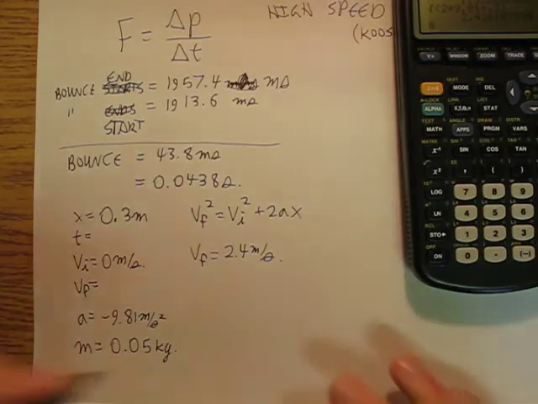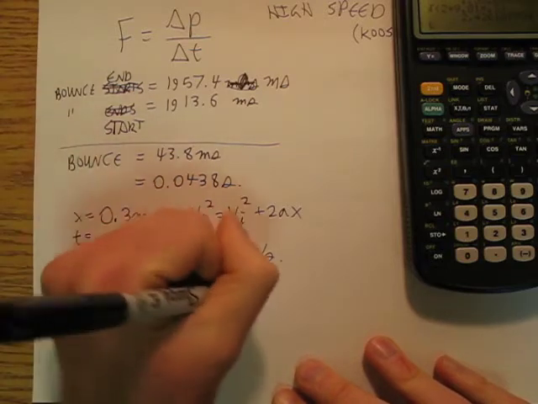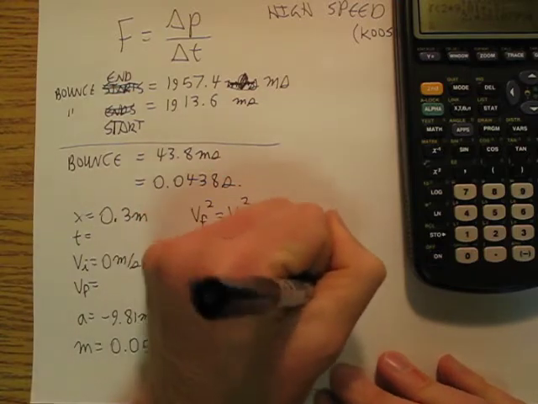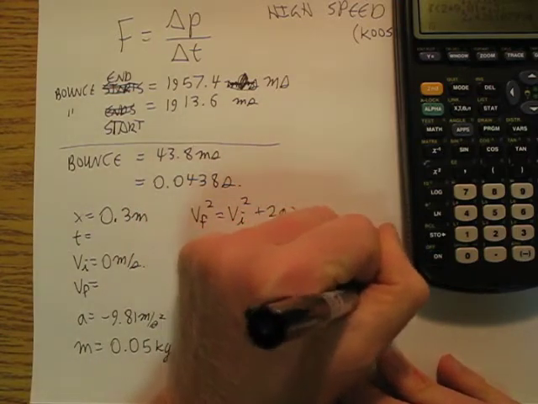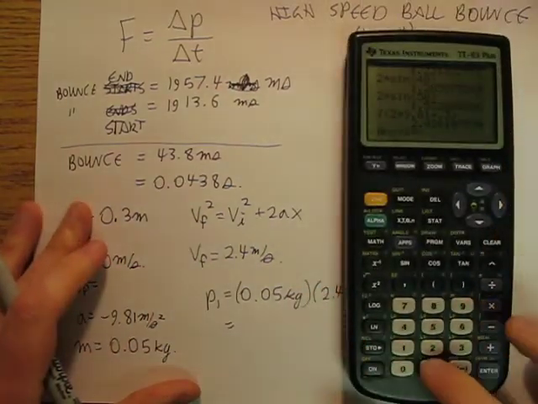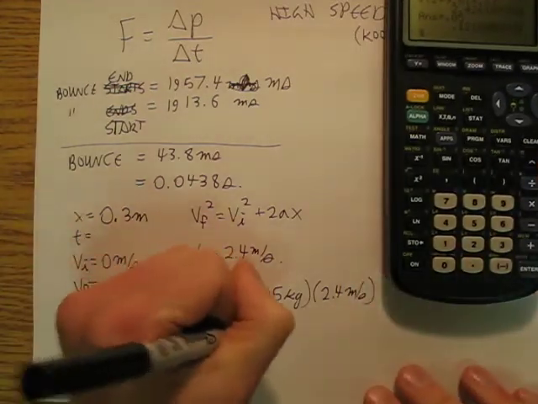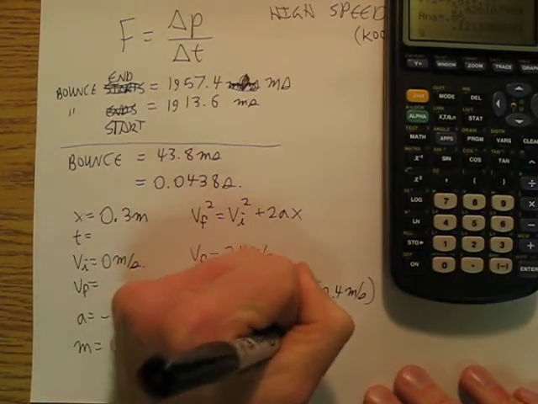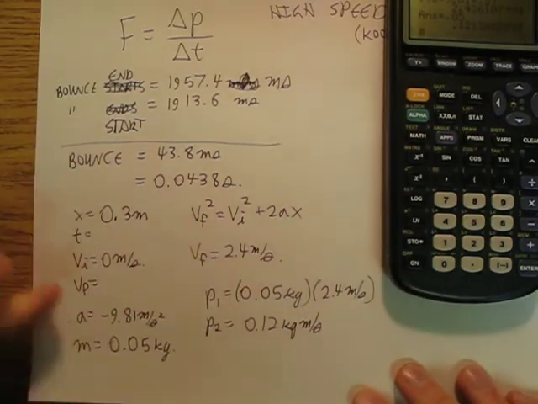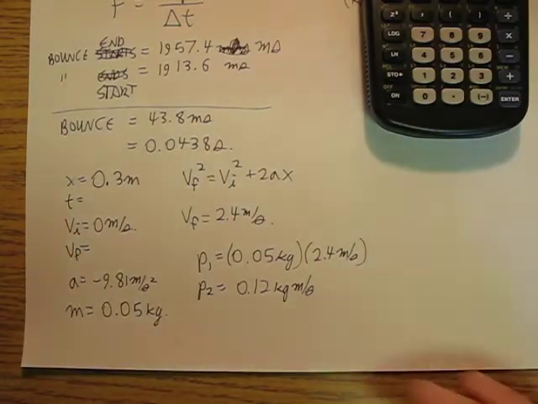So I'm going to say that the momentum going down is 0.05 kilograms times 2.4 meters per second. And so that's going to be 0.12 kilogram meters per second. Okay, so now that's P1.